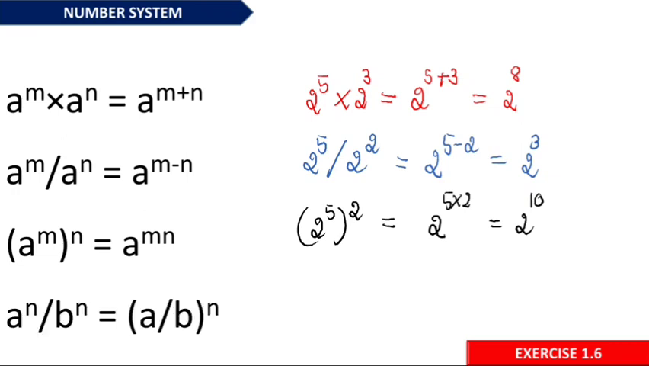Now let's see the next law of exponent. a to the power n divided by b to the power n, that is equal to a by b whole to the power n.